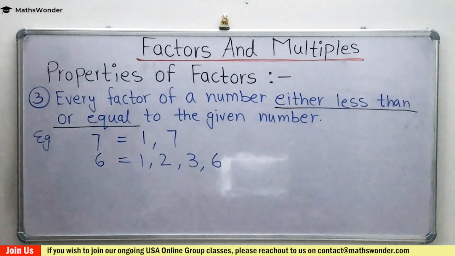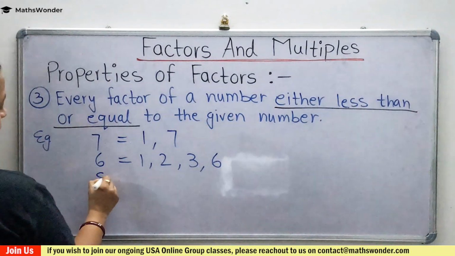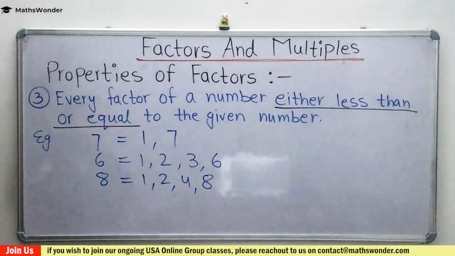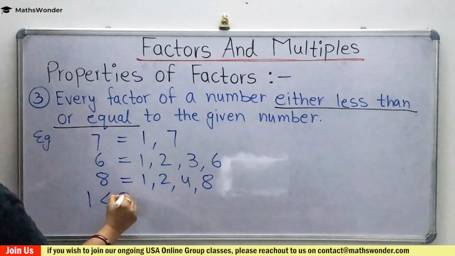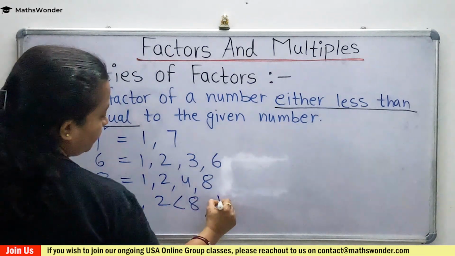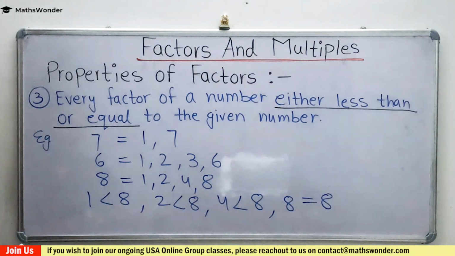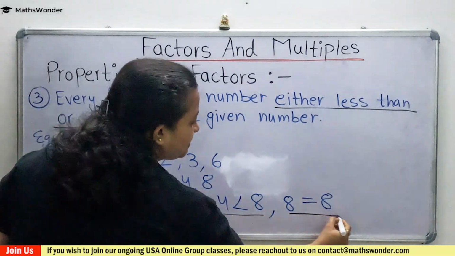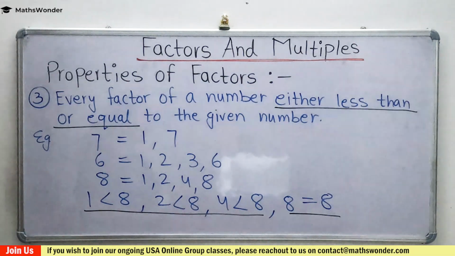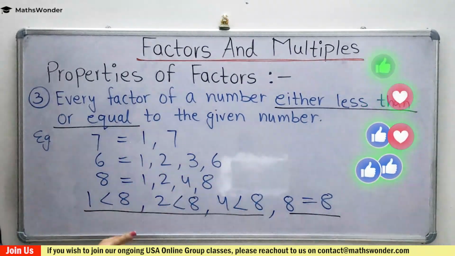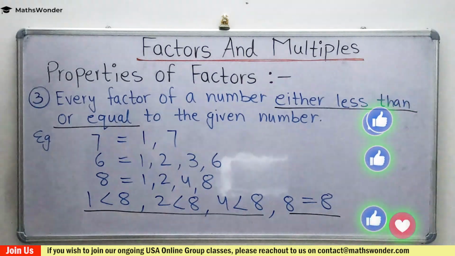Either less than or equal to the given number. So if you take 8, when you find the factors of 8: 1, 2, 4 and 8. What you will notice here is that 1 is less than 8, 2 is less than 8, 4 is less than 8, and 8 is equal to 8. So these three are less than, and this one is equal. You will always find these types of factors. 1 will be the equal factor of their number and the others will be less than the number. Understood?